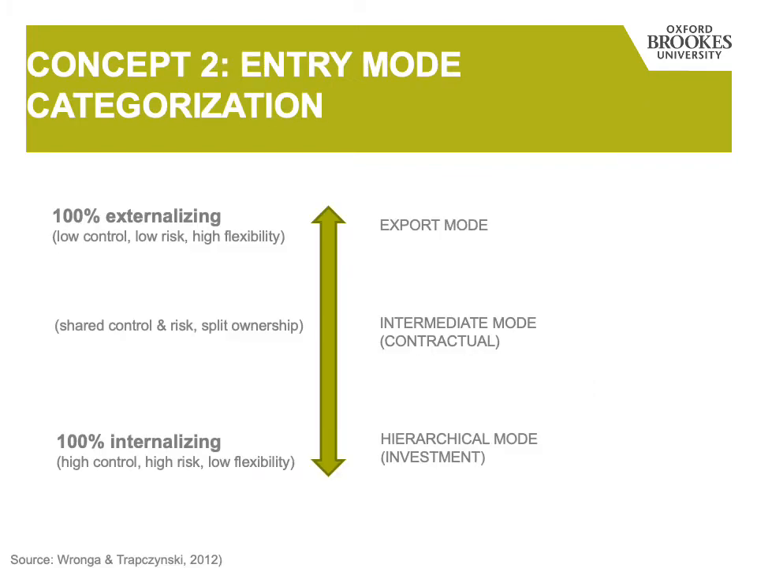Concept 2, Entry Mode Categorization. The diagram illustrates the export mode, the intermediate mode, contractual, split with another partner, and the hierarchical mode, full investment and control from headquarters. Export mode: 100% externalizing, low control, low risk, high flexibility. Intermediate mode: contractual, shared control and risk, split ownership. Hierarchical mode: investment, 100% internalizing, high control, high risk, low flexibility.